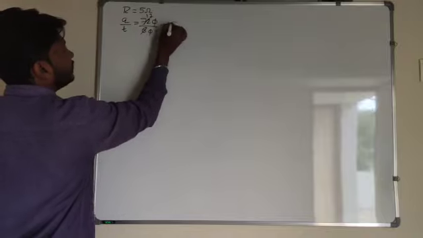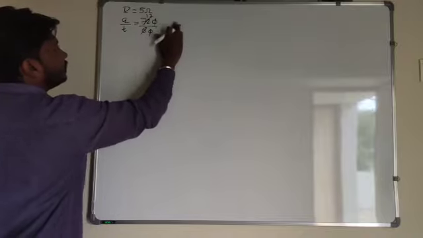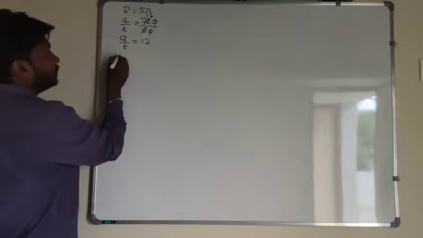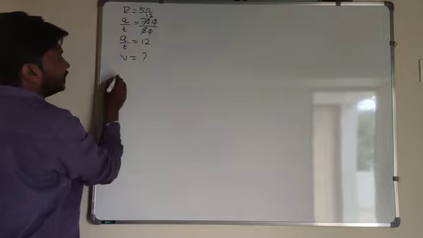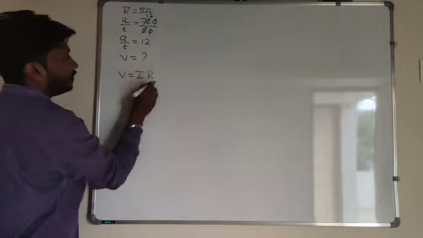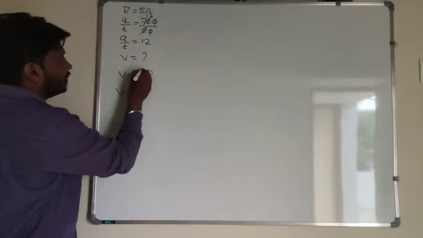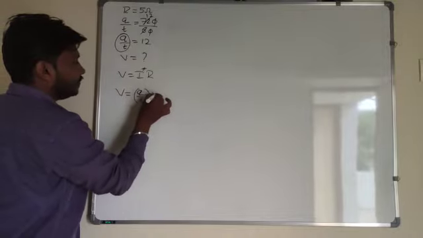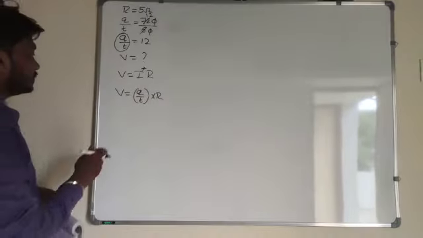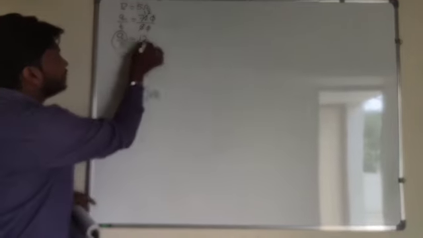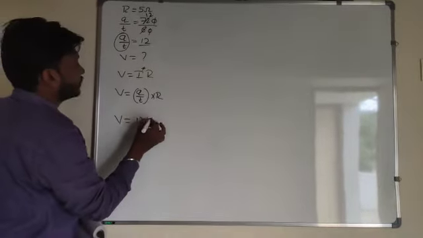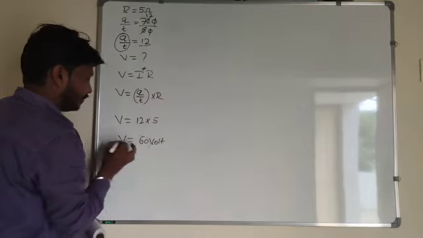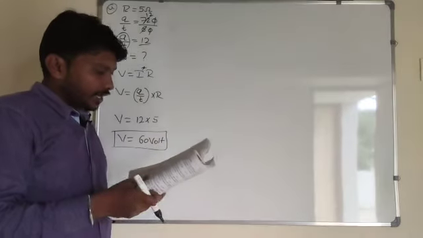So Q by T is nothing but what? Q by T is equal to 12 here. Which thing they asked to find out here? That is nothing but V. So from Ohm's law, V is equal to I into R. I is nothing but Q by T, Q by T into resistance R here. Q by T value is 12, into 5. So what's the voltage value? 60 volt here. Okay. So we'll look at the next question.